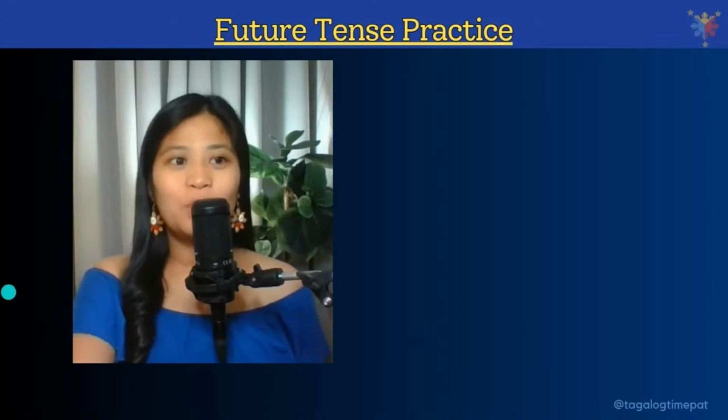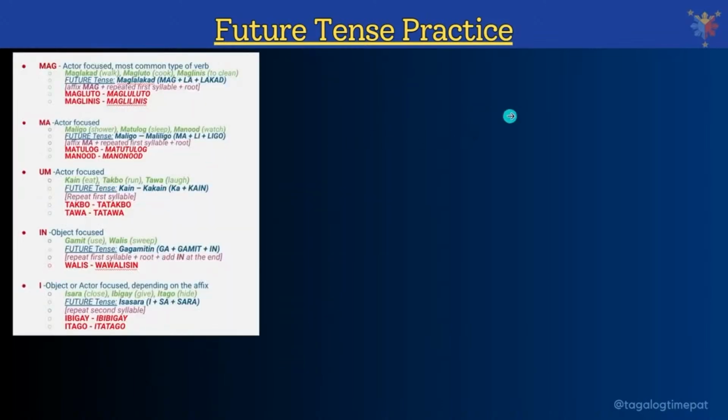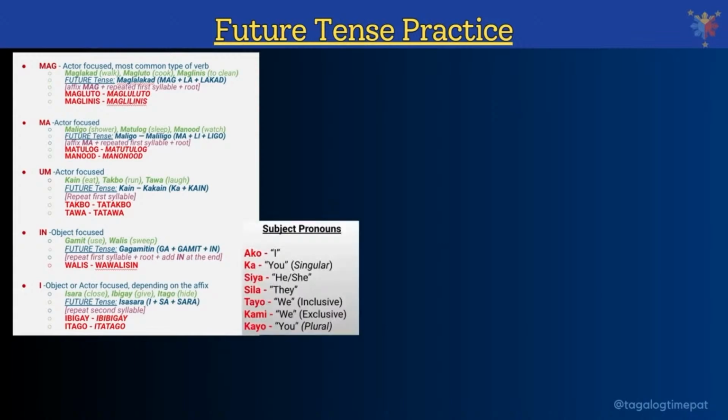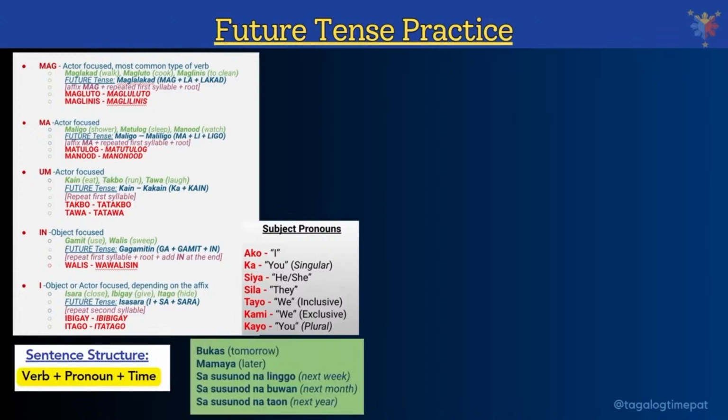Now let's do some practice questions. I'm going to go ahead and turn off my screen again. Now in the top left corner are the future tense conjugation patterns that we learned for all of the verbs. Then are the subject pronouns. And then it's the sentence structure down in the bottom left corner. And now in the green are some vocabulary terms to indicate future tense. So bukas is tomorrow, bukas. Mamaya means later, mamaya. Sa susunod na linggo, next week. Sa susunod na buwan, next month. And sa susunod na taon, next year.